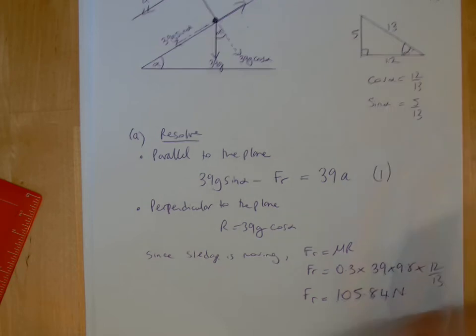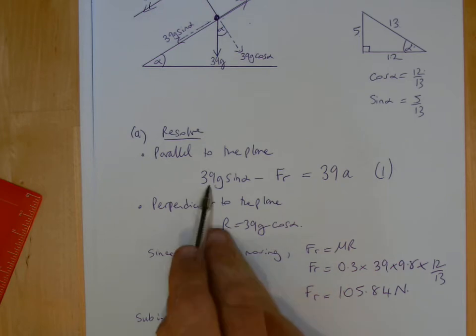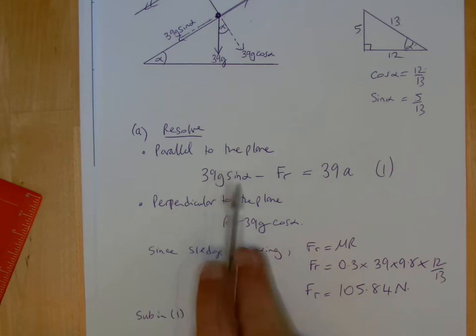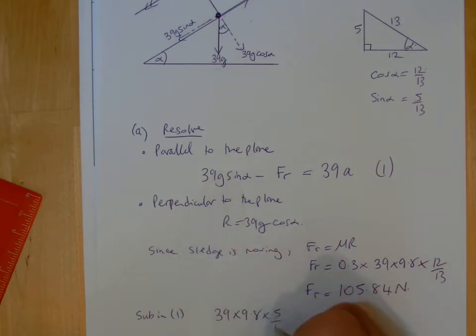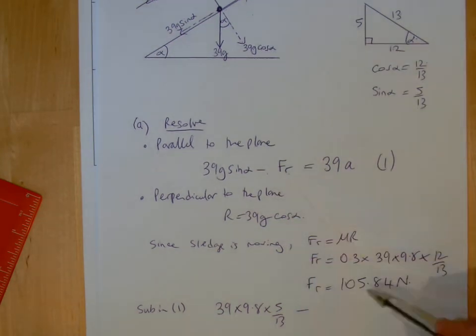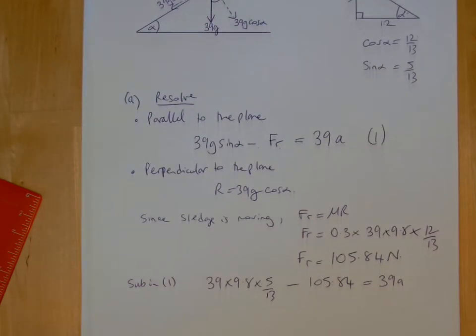So we can say, sub in equation 1. We've got 39 times 9.8, so 39g, times sine alpha, which is 5 over 13. So I can write that already with the values. Take away then the friction, which I've just worked out to be 105.84, and then that will equal mass times acceleration. So let's get my calculator to work all that out.